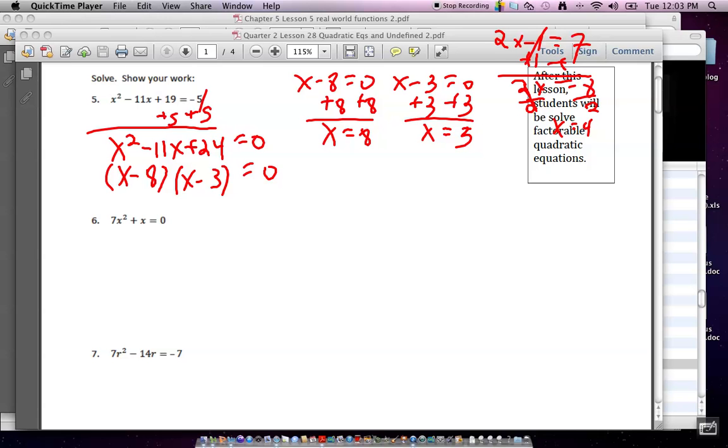Now, if you substitute them back in, it's going to check. I'm going to plug in a 3 and just do it off the top of my head very quickly. 3 squared is 9, minus 11 times 3 is 33, plus 19, that's going to be negative 24 plus 19 is negative 5, and of course that equals negative 5, so it checks. The same thing would work with 8. That would check as well.